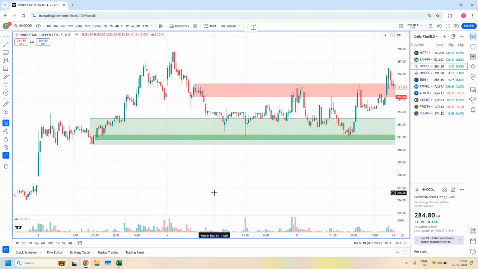Such kind of trade setups are called aggressive trade setups. Why aggressive trade setup? Because this is not a fine-tuned 5 minute zone, because there is no proper 15 minute structure available. But still, how is it working? Because this is a high liquidity zone, a 5 minute zone.